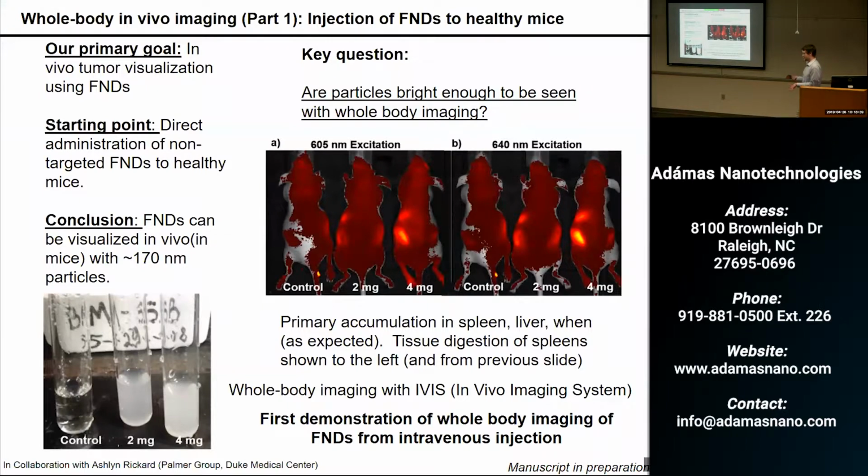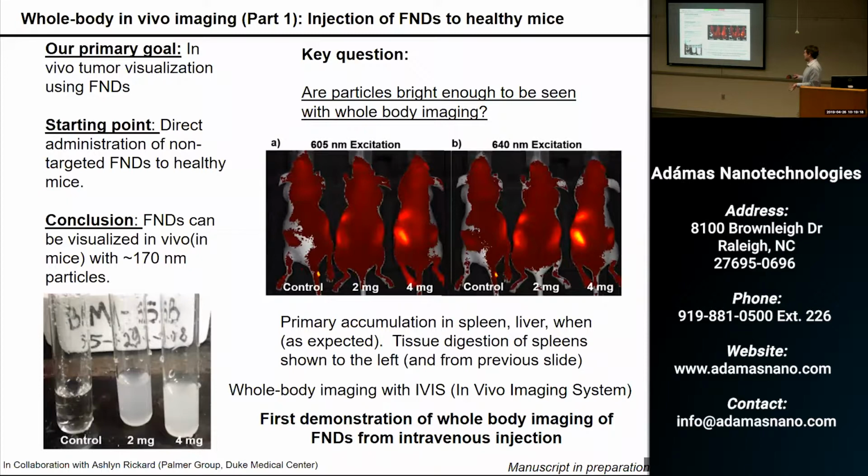The question that we initially had was, can you actually visualize these particles in vivo with whole body imaging? That actually hadn't been done before, especially with an intravenous injection. It had been done with subcutaneous injections, just injections under the skin in mice, but not administered in vivo via intravenous injection. So we took these mice and injected them through the tail vein with increasing concentrations of approximately 170 nanometer particles and imaged them on an IVIS, and this was done at Duke University.